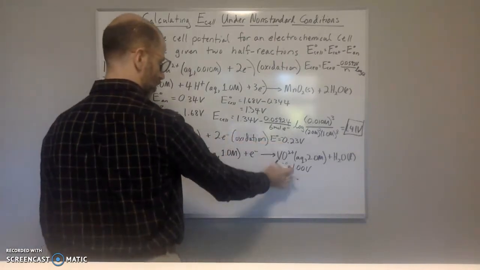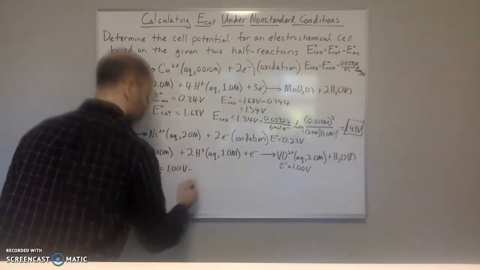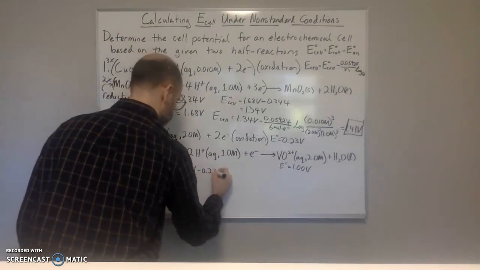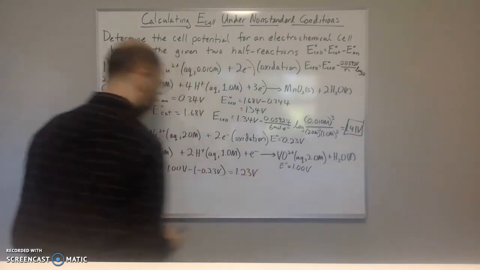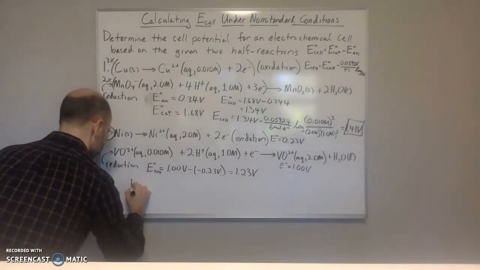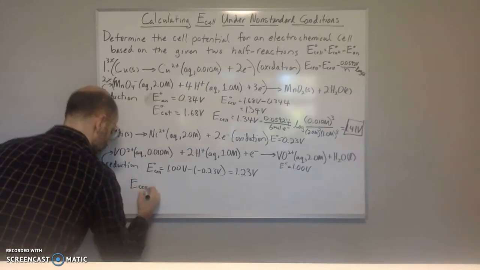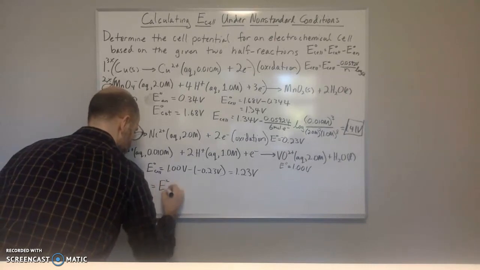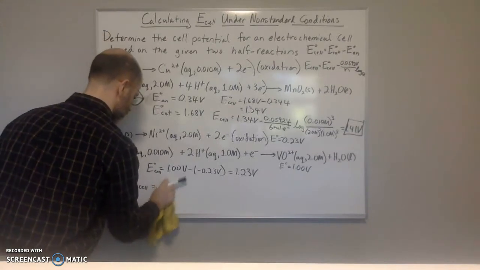Oxidation happens at the anode. So this is going to be 1.00 volts minus negative 0.23 volts, and that's going to be 1.23 volts. So now we plug this into our Nernst equation. So the cell potential, the non-standard cell potential, is equal to the standard cell potential, which is what we calculated.